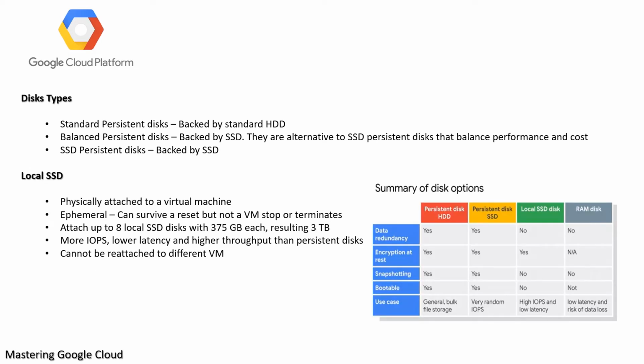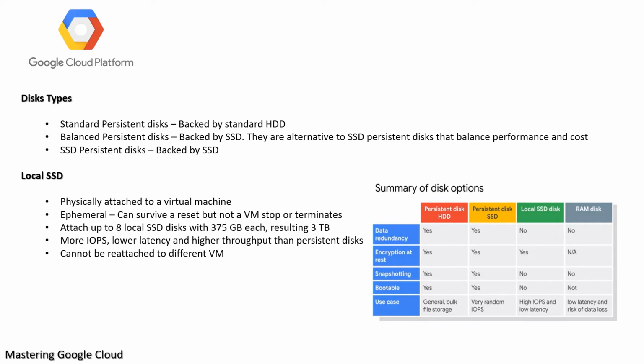So you have standard persistent disks that are backed by standard HDD. You have balanced persistent disks which are backed by SSD, and they are an alternative to SSD persistent disk that balances performance and cost. And you have SSD persistent disks which are backed by solid state disks.